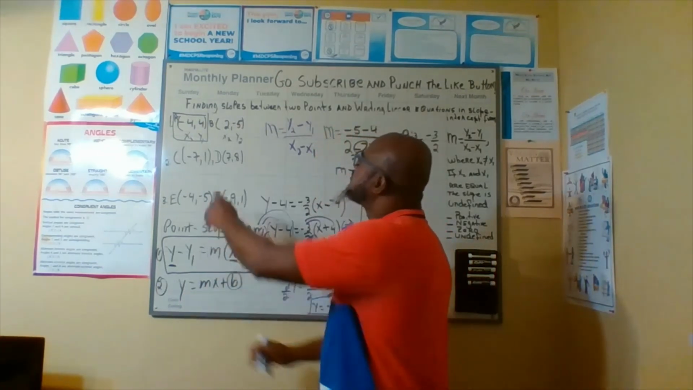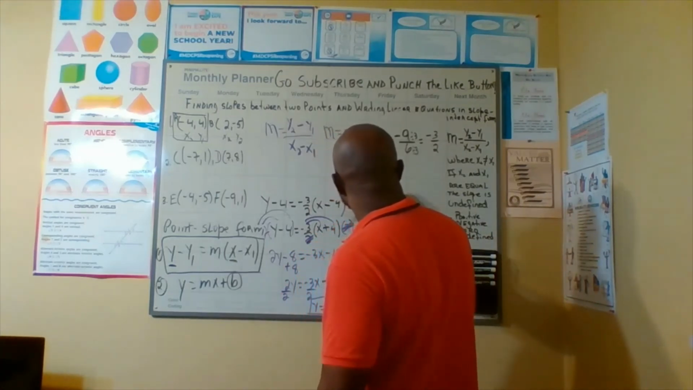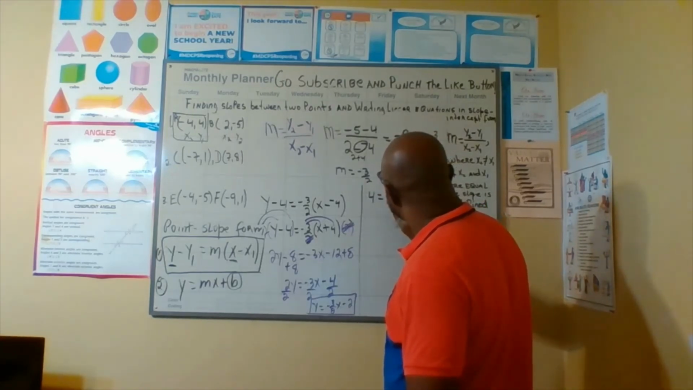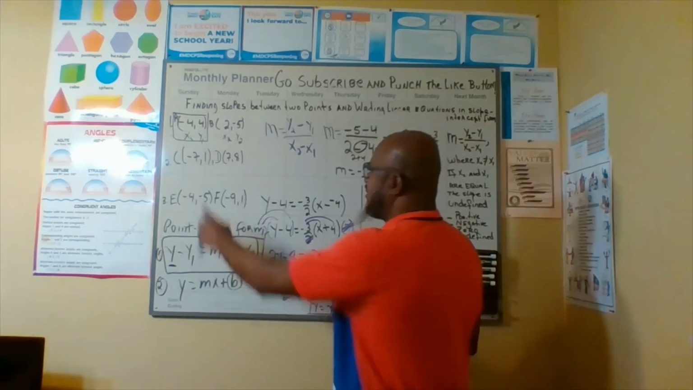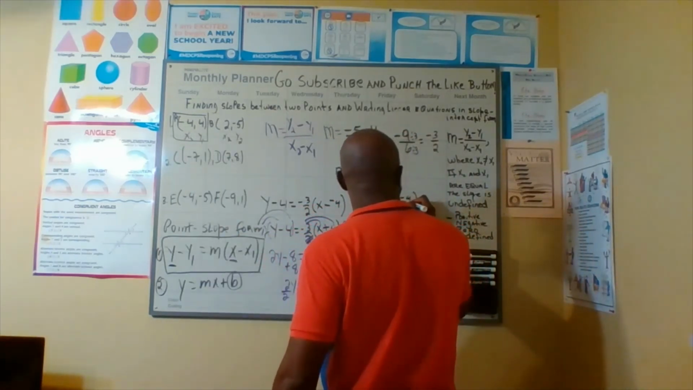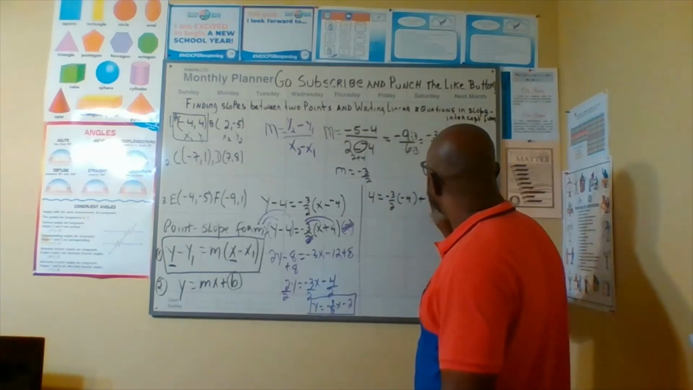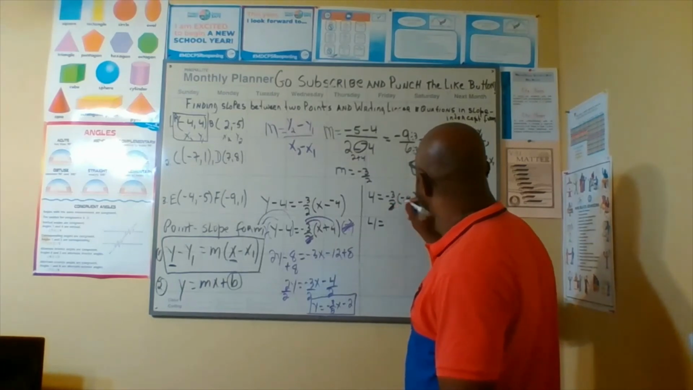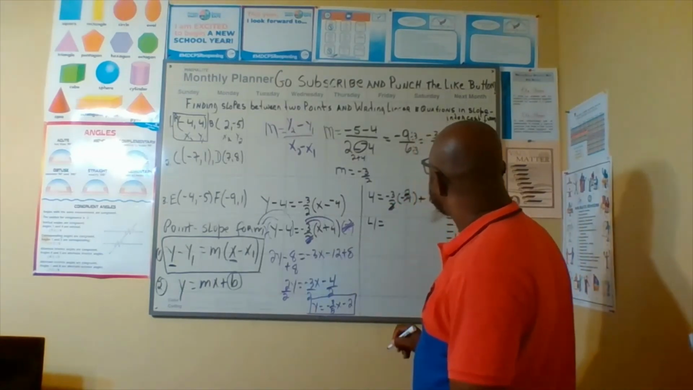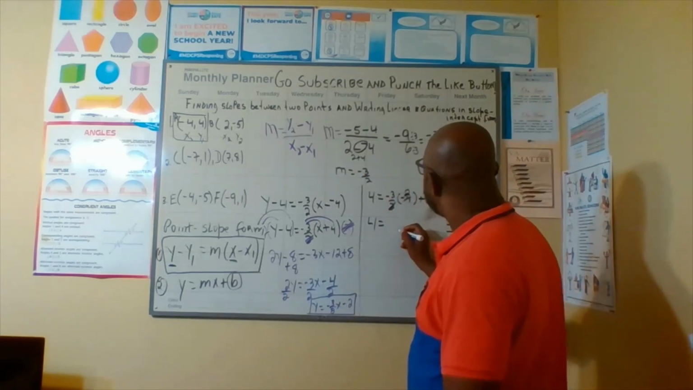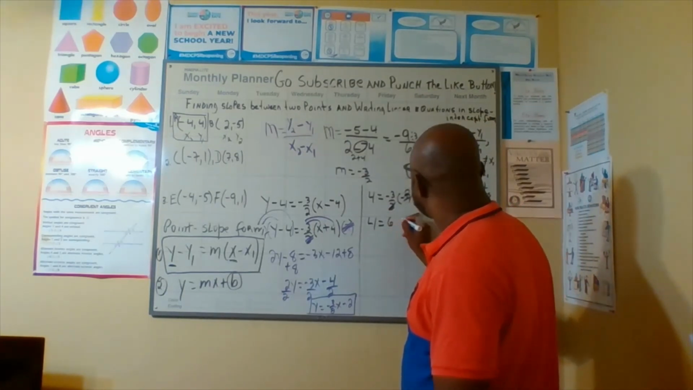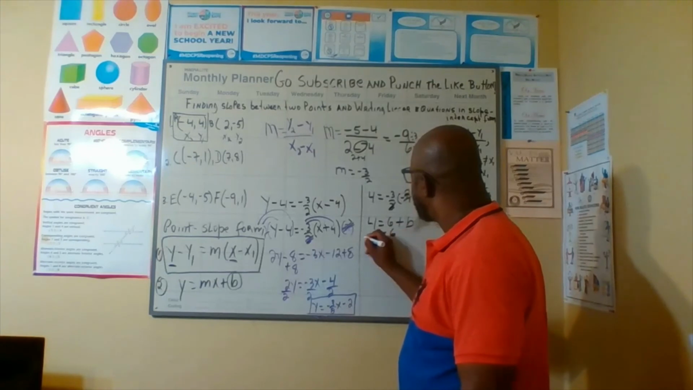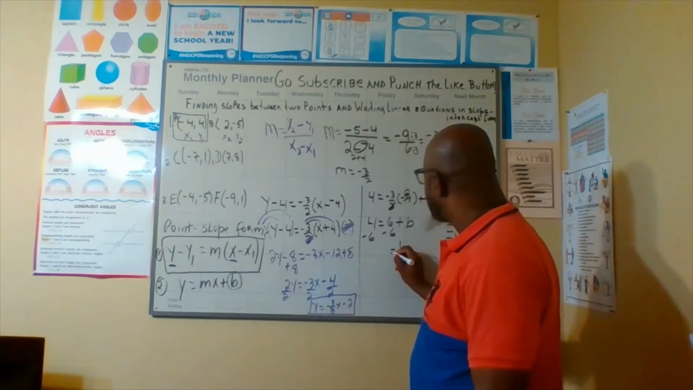We know y1 is 4. Right? And your slope was negative 3/2. Now you multiply by x1, which is negative 4. Right? And plus b. So you will end up with 4 equals, 2 goes into 4, negative 2. Then you distribute. This will give you positive 6 plus b. Now you're solving for b. You subtract 6 on this side, and you'll have b is equal to negative 2.